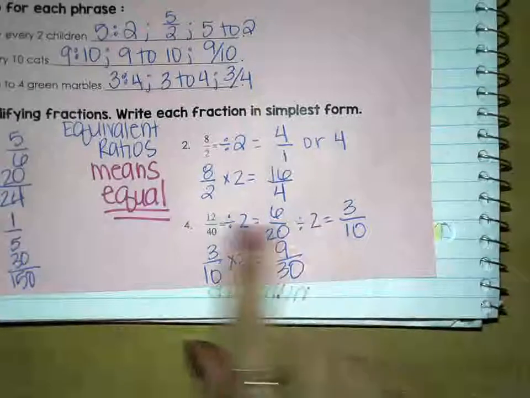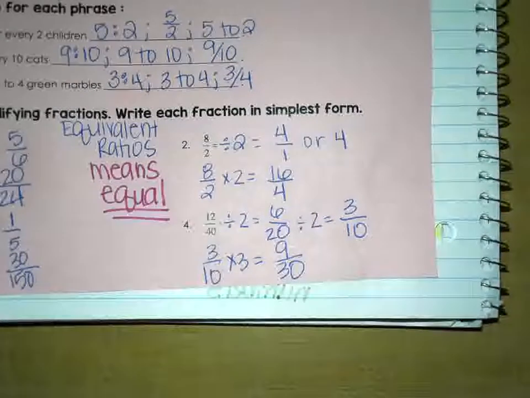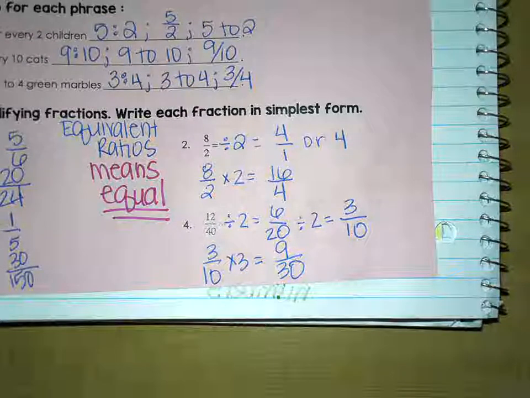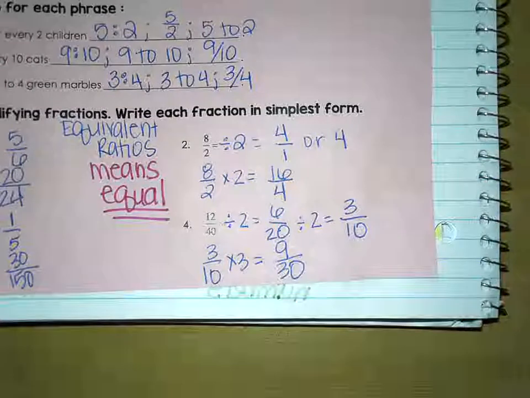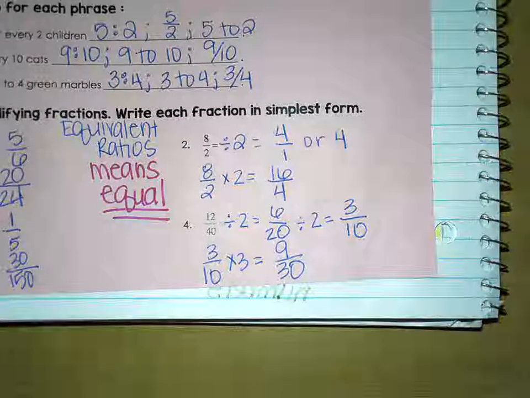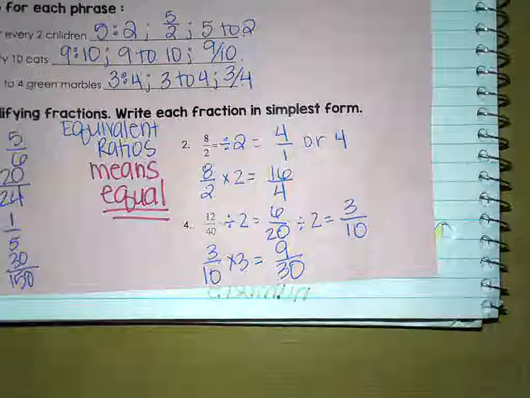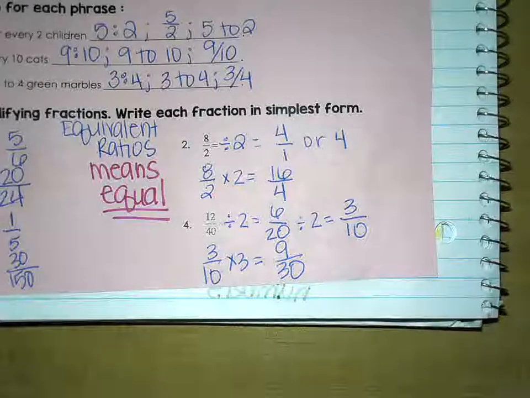I could have done, we already did 4. I could have done 5. I could have done 10, 6, 8. It does not matter. You can pick any number you want and still be correct. Because that's the beauty of it. Whatever you do to the top and the bottom will always be an equivalent ratio.